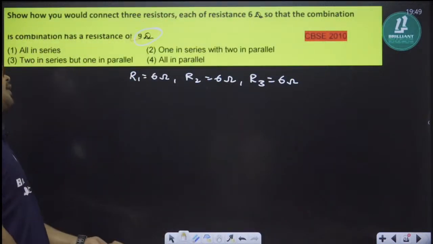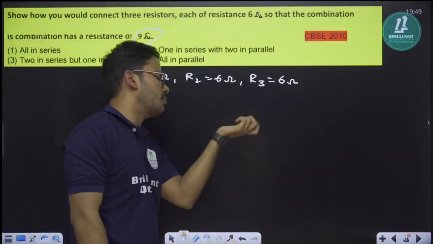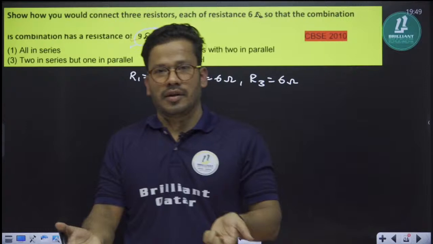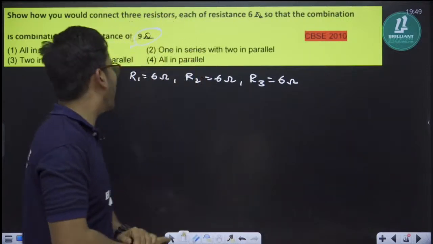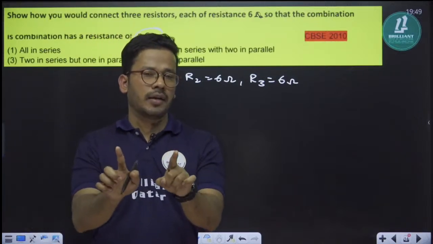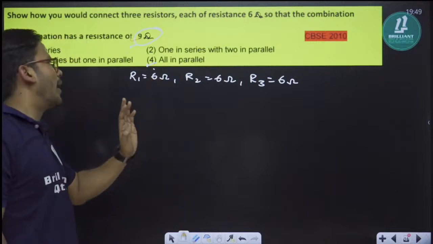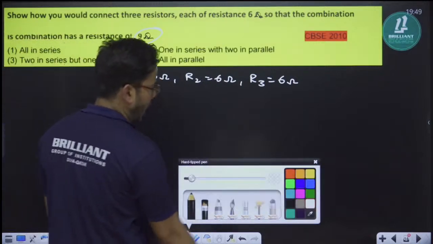If I connect all in series, will you get 9? Of course not, right? All in series means 6 plus 6 plus 6 is going to be 18. And what we know, if I connect everything in parallel, the value is going to reduce to less than the lowest value. So the answer will be less than 6. It won't be parallel as well. So what is the other type of connection we have?